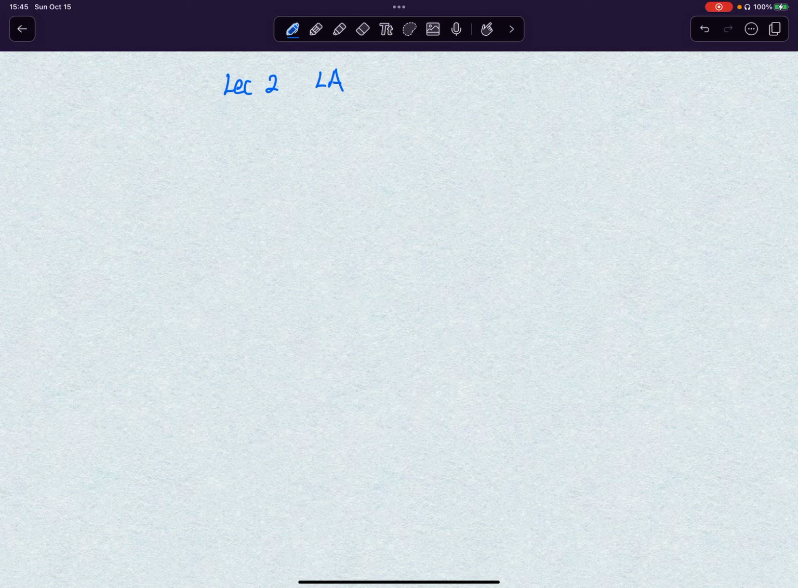Hi everyone, this is the second lecture for linear algebra. In the last lecture, we introduced the determinant and the calculation techniques for calculating the determinant. And in this lecture, we're going to introduce the matrix, which we have encountered the concept of matrix. But first of all, let us define the number field.